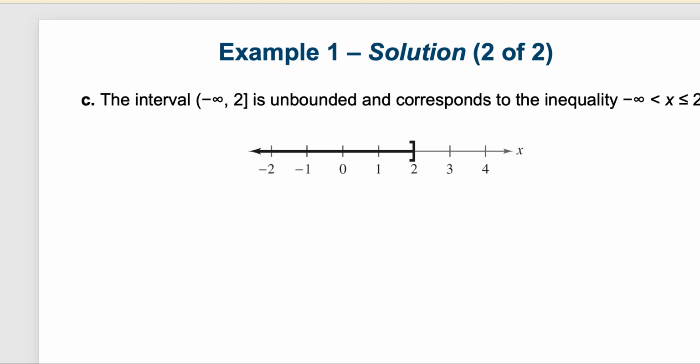The third example is again an unbounded interval, because even though it has an upper bound, it doesn't have a lower bound. So this interval is unbounded and corresponds to the inequality negative infinity less than x less than or equal to positive 2. This solution set takes all the values less than or equal to 2.